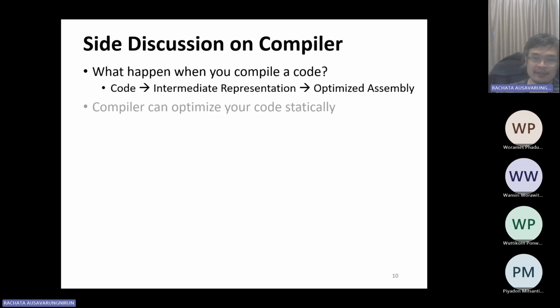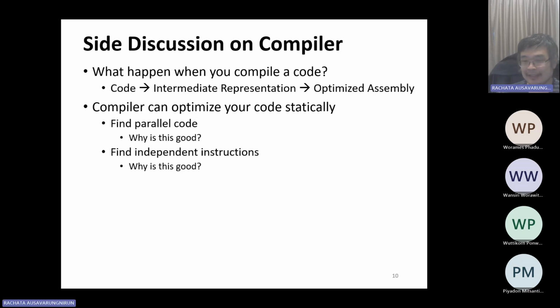Then you optimize the assembly, and obviously, the compiler will optimize your code. Basically, it tries to understand what your program is. Then it reshuffles things inside your program automatically while you're compiling, so that it runs faster. It can be used to find parallel code. It can be used to find independent instructions, so you can shuffle them to make better use of the out-of-order processor.